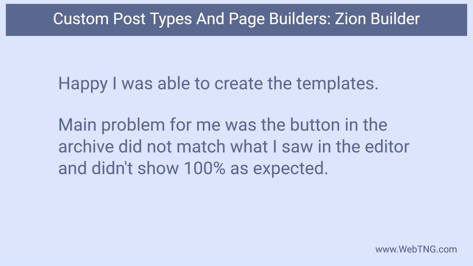I've seen people mention that the Zion Builder has a lot of bugs. The problem for me was the Read More button in the archive. What showed in the editor did not match what showed on the front end, and on the front end only the first one showed as a button. I'm not sure if that was a theme conflict, user error, or a bug, but I played around with it a bit off video and couldn't get it right then either.